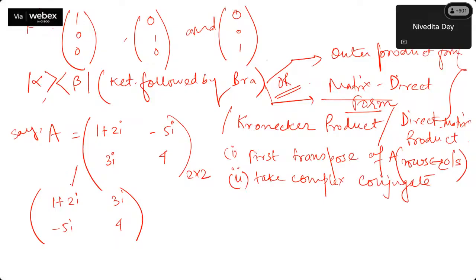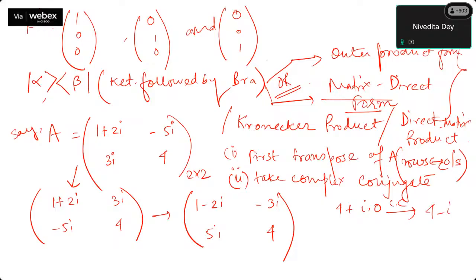That means from this to this, it will be 1 minus 2i, then minus 3i, then this is 5i. And the complex conjugate of 4 is only 4, because 4 can be represented as 4 plus i times 0, and its complex conjugate will be 4 minus i times 0. Anyway, this is also 4, this is also 4. So that is why in real numbers, the complex conjugate is the number itself. And this is something which is the A dagger.